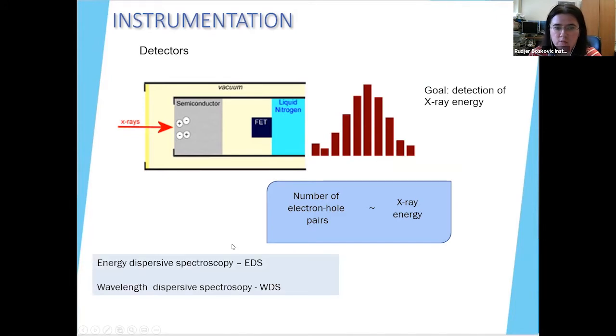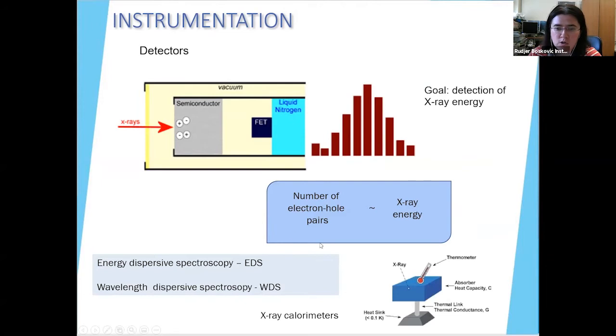What we can distinguish is energy dispersive spectroscopy and wavelength dispersive spectroscopy. There are additional X-ray detectors, but today I will just mention them. I will not go into detail. These are X-ray calorimeters, which are based on an absorber, and when your X-rays enter this absorber, it slightly raises the temperature of the absorber. So you measure the rise in temperature, and this rise is proportional to the energy of the X-rays.